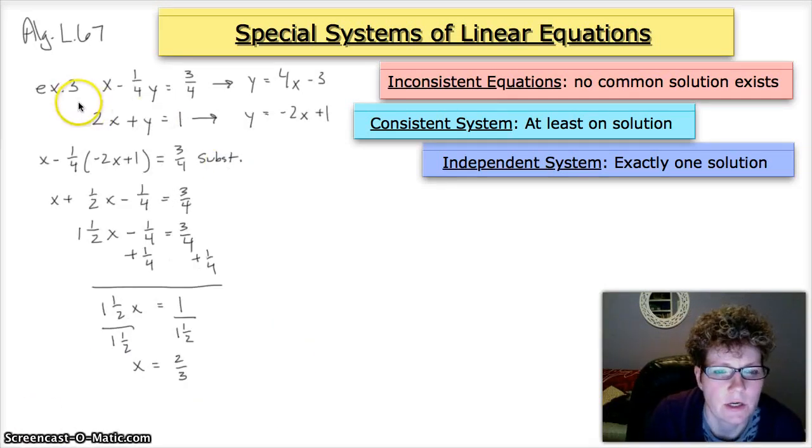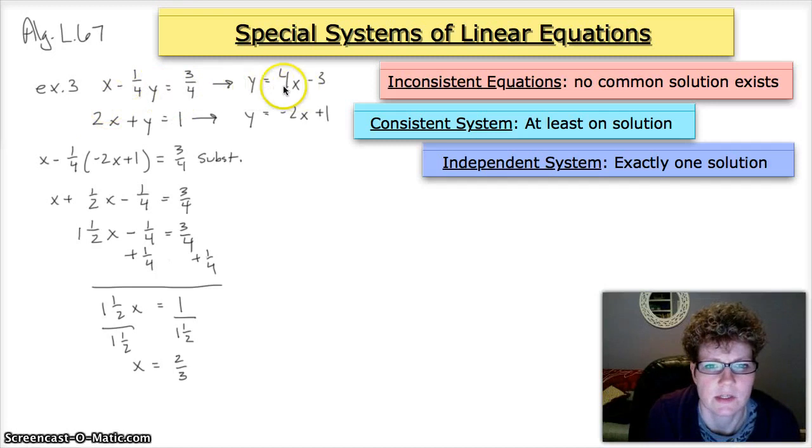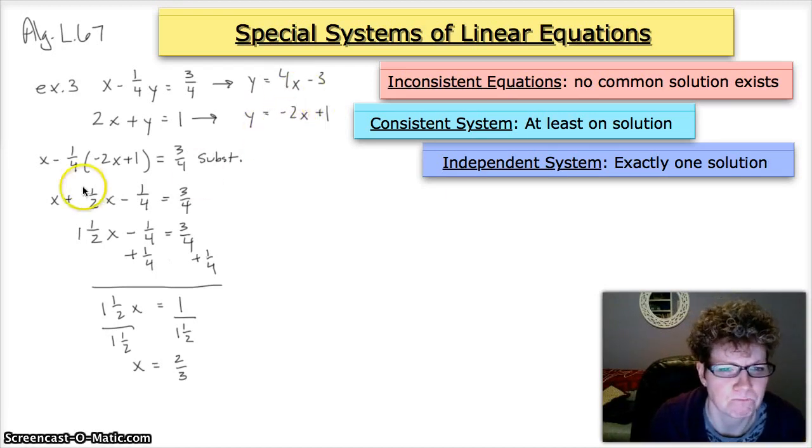Okay, so let's take a look at example number 3. We have two equations, x minus 1/4 y equals 3/4, and 2x plus y equals 1. I'm going to put them both into slope-intercept form. So this is this equation in slope-intercept form, y equals 4x minus 3, and this is the second equation in slope-intercept form, y equals negative 2x plus 1. I didn't show you all the steps, but I know you know how to solve the steps, so at this point we're going to just go with these two.